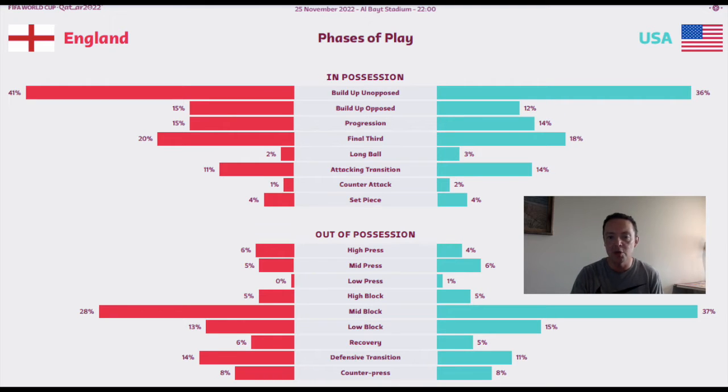So the high block wasn't a full press. It wasn't a full US press. The mid-block was what they were about. The mid-block was so effective and so strong because it prevented them from dropping into the low block.